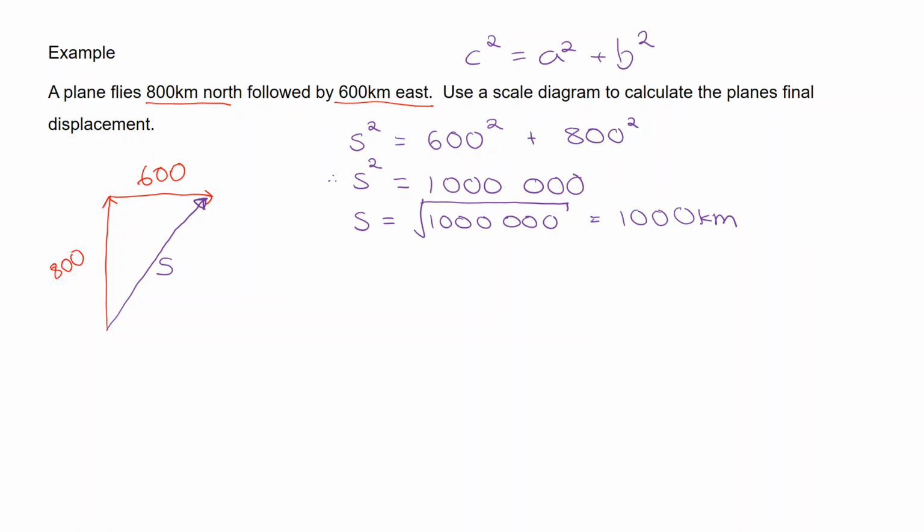So from my starting point, I've ended up 1,000 kilometres in this direction. Now this is the displacement. It is a vector, which means that the direction is really important. I can't just give 1,000 kilometres as my answer. So I need to include a direction. And the other thing that we're not allowed to do is we can't just say northeast. We have to be specific and give the angle. So we're going to have to actually calculate the angle.